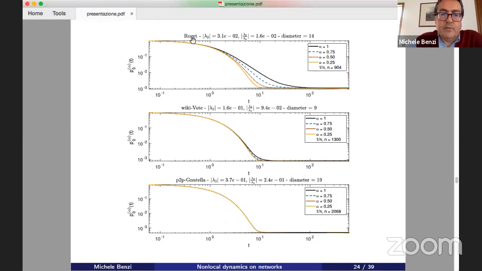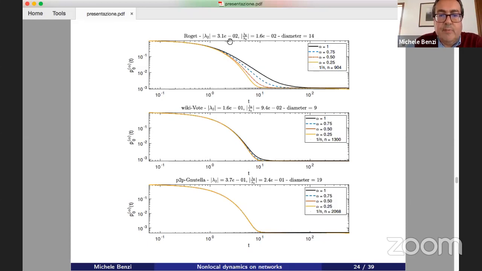It is smallest for this network Roget. It is quite a bit larger for the network Wikivote and still larger for Nutella. The rate of convergence to steady state of the random walk is faster the larger this lambda 2 eigenvalue is. And this is true whether you use the classical or fractional dynamics. This scale is logarithmic, so we have time on the x-axis and the average return probability on the vertical axis. So notice again, these are logarithmic scales.